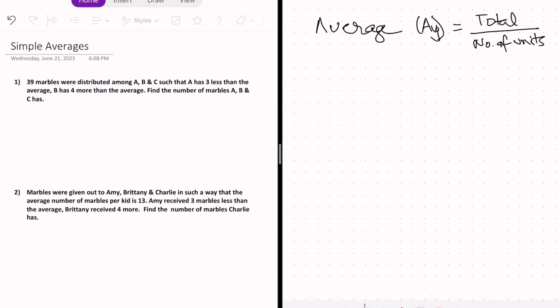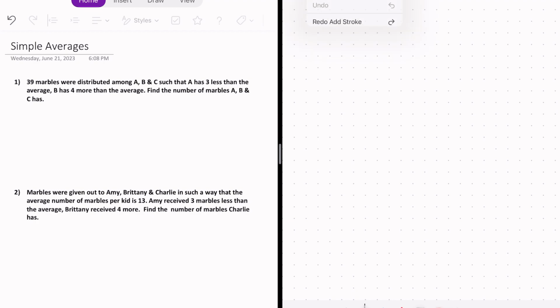Now again, they are very simple in nature. So once you get to know what average means and how average is used in calculations, these two should be very easy for you. So let's take the first one. It says 39 marbles were distributed among A, B, and C such that A has 3 less than the average, B has 4 more than the average. Find the number of marbles A, B, and C have.